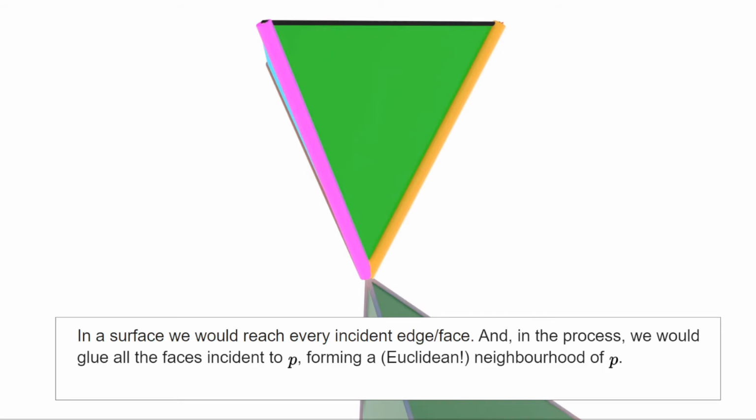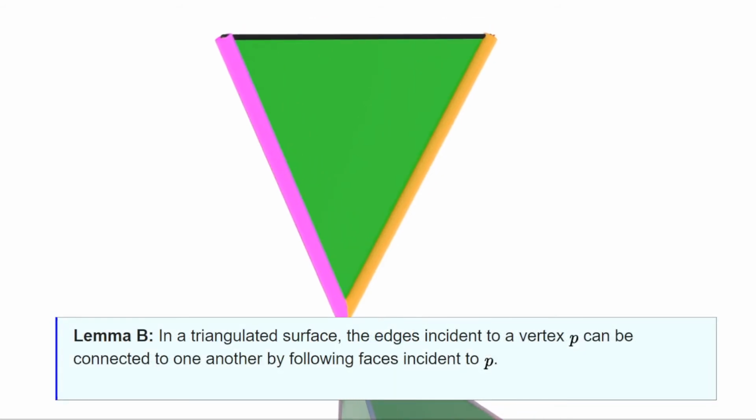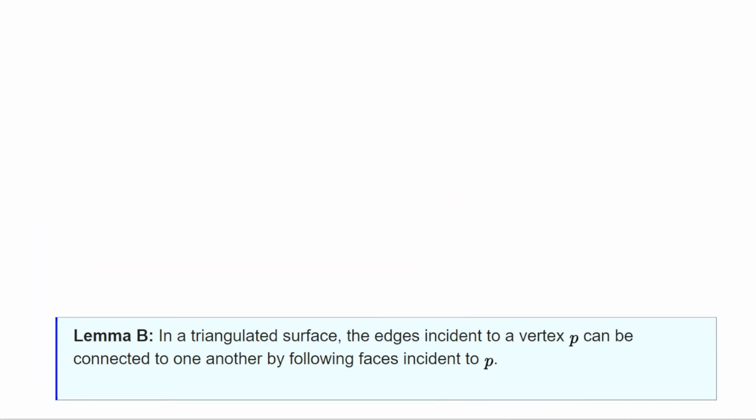The conclusion is that in a triangulated surface, this cannot possibly happen. That is, if we start with one edge and we walk one face at a time, we will eventually walk through every possible edge and face, and therefore we will assemble a Euclidean neighborhood of P. That is, all the edges have to be connected to one another through faces.